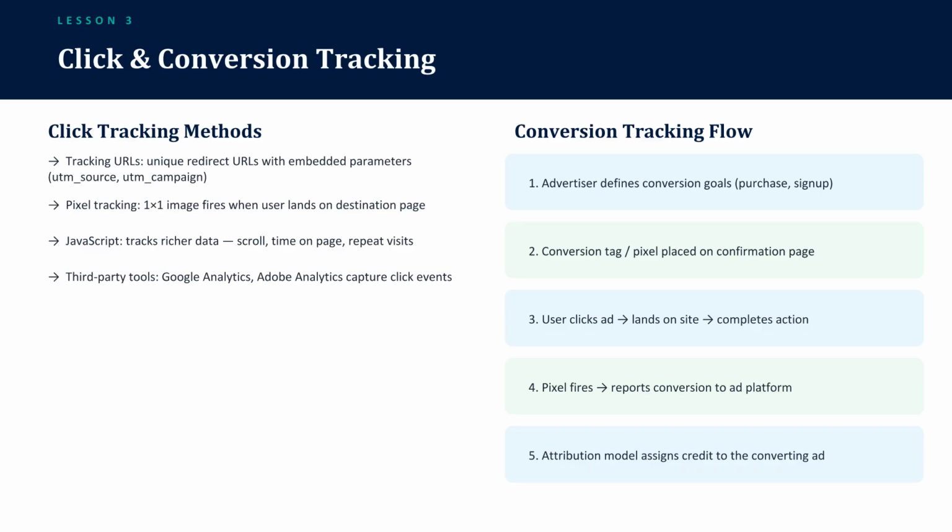The conversion tracking flow works like this. First, the advertiser defines conversion goals in their ad platform. Second, the conversion tag is placed on the confirmation page. Third, a user clicks an ad, lands on the website, navigates through, and completes the purchase. Fourth, the confirmation page loads, the conversion pixel fires, and the conversion event is sent to the ad platform. Fifth, the platform uses an attribution model to assign credit to the ad or ads that influence the conversion. That fifth step, attribution, is where it gets complex, and we have a dedicated section on it coming up next.